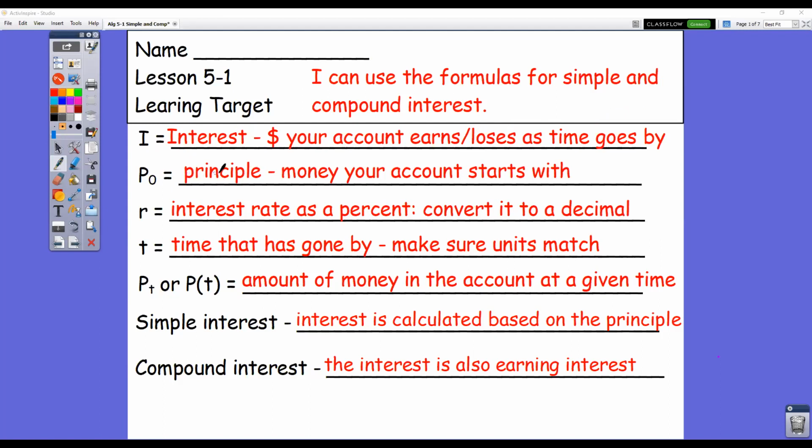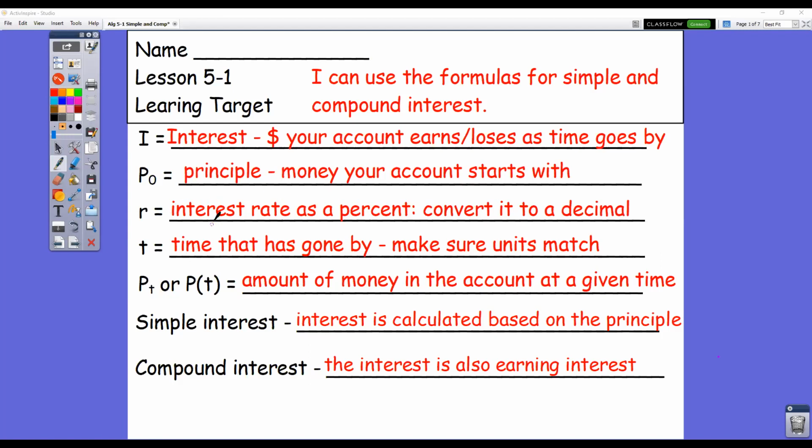So the principal is the amount of money that your account starts out with. If you took and put $1,000 into a savings account, that $1,000 that you're putting into your account, starting off your account with, is called the principal.